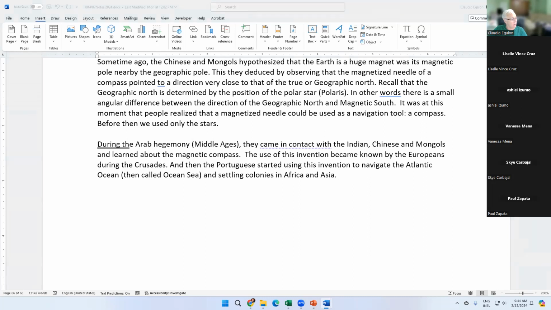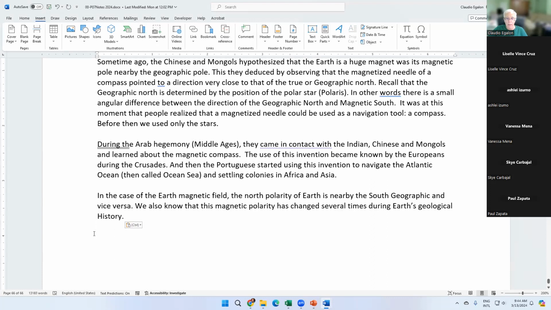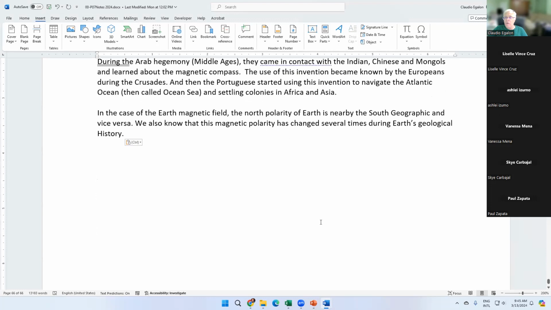Okay. What else do you have to know? Here we go. In the case of the Earth's magnetic field, the north polarity of Earth is nearby the south geographic pole, and vice versa. We also know that this magnetic polarity has changed several times during the Earth's geological history.